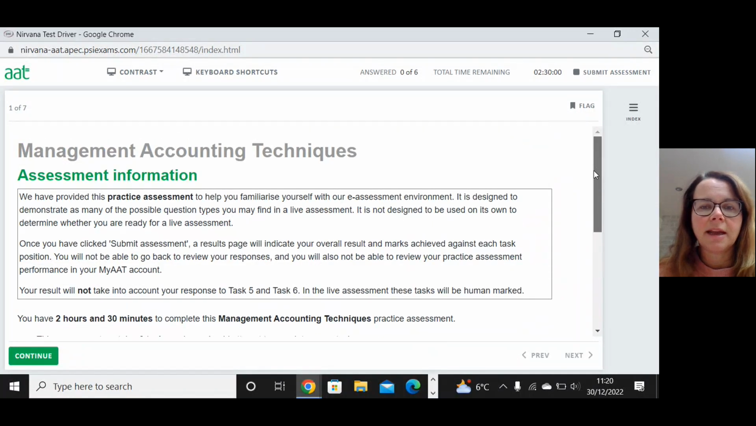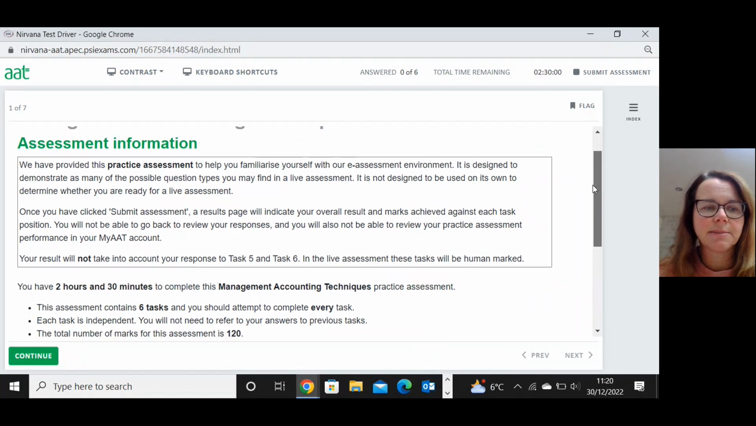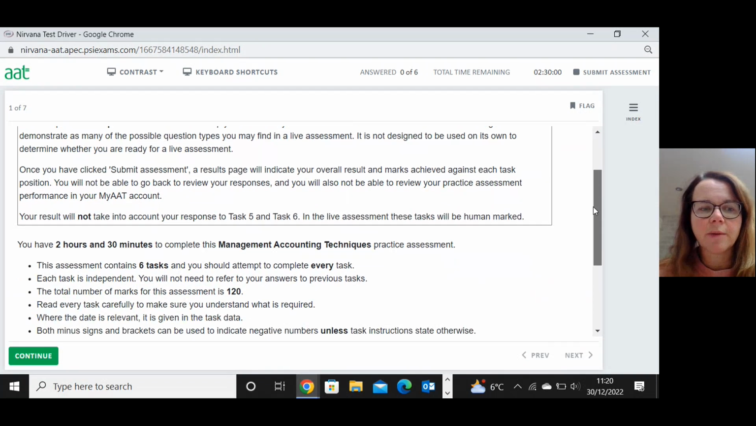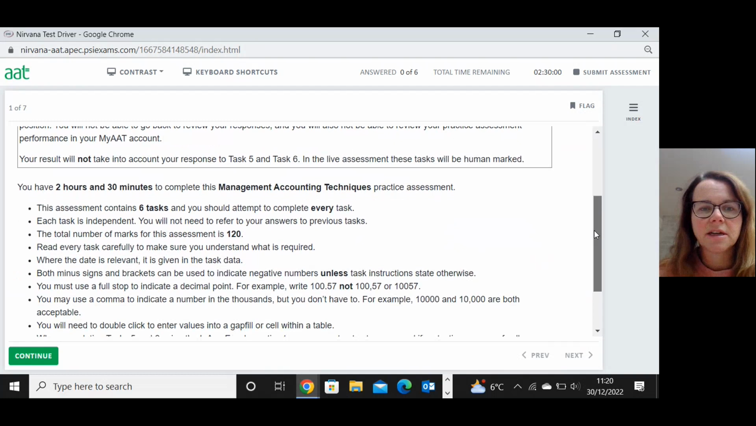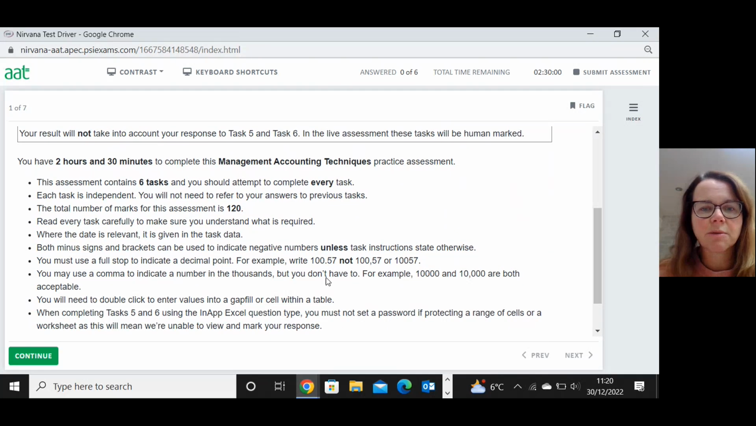So here we have the beginning of the first sample assessment. You have 2.5 hours, 6 tasks. You should attempt to complete every task. We've got 120 marks altogether.